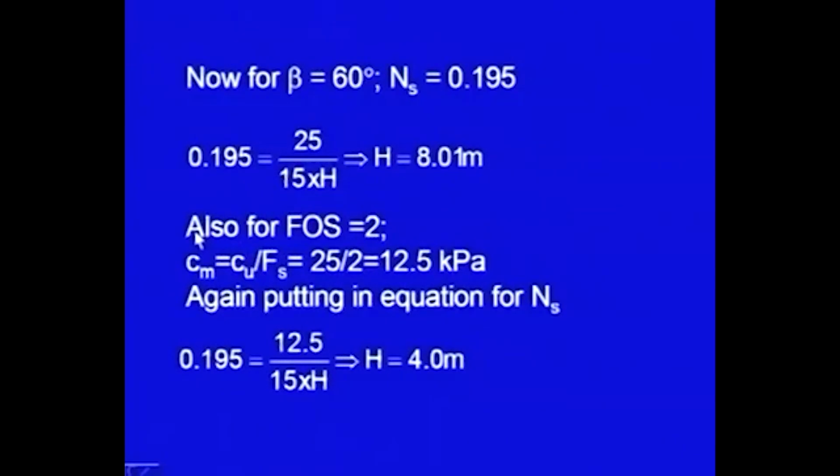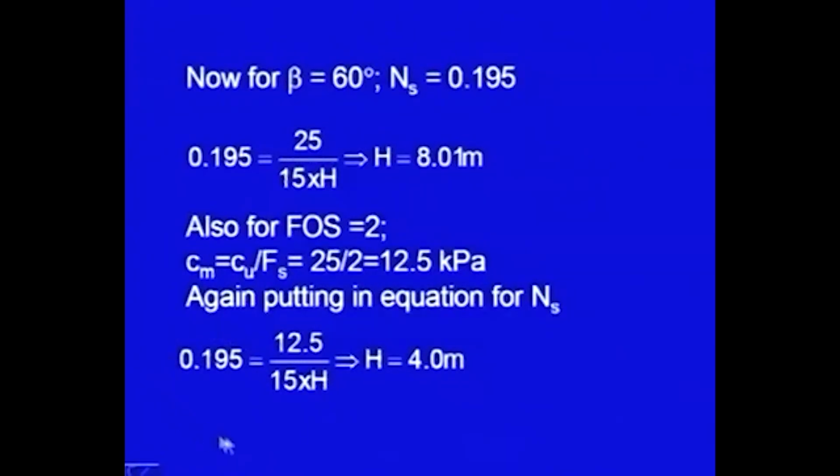Now, for the second part of the problem, it was told that the factor of safety needed is 2. So, that means now you can find out Cm is equal to Cu divided by factor of safety. Factor of safety is nothing but a ratio of available strength divided by the mobilized strength. So, from here I get the Cm value, and Cm value comes out to be 12.5 kPa. So, mobilized now is 12.5. The rest of the analysis is same.